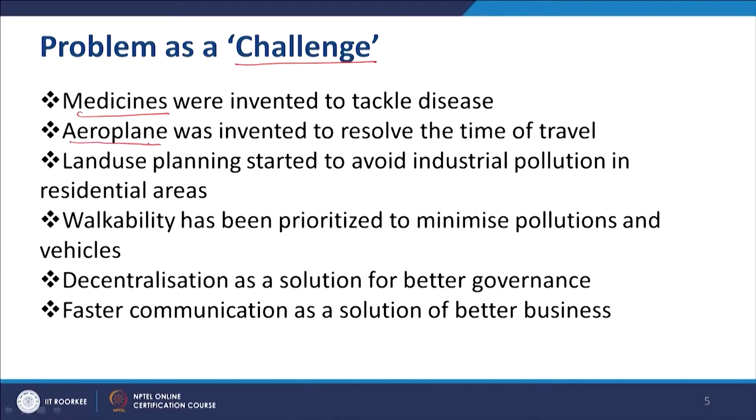Medicines were invented to tackle disease, the aeroplane was invented to reduce travel time. For our urban governance, land use planning started to avoid industrial pollution in residential areas. When the industrial revolution came, at that time hazardous pollution took place due to industrialization and the location of industries within or near residential areas. To avoid that, people started land use planning to segregate the residential area from other areas.